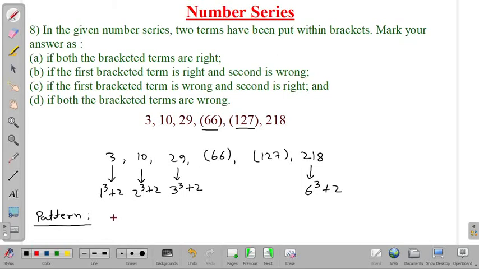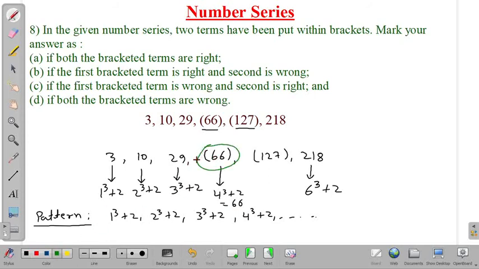So as per our pattern, it is 1 raised to the power 3 plus 2, 2 raised to the power 3 plus 2, 3 raised to the power 3 plus 2, 4 raised to the power 3 plus 2, and so on, right? So as per our logic, at this place it should have been 4 raised to the power 3 plus 2, that is equal to 66. So 66 is correct, right? This one is the correct term.